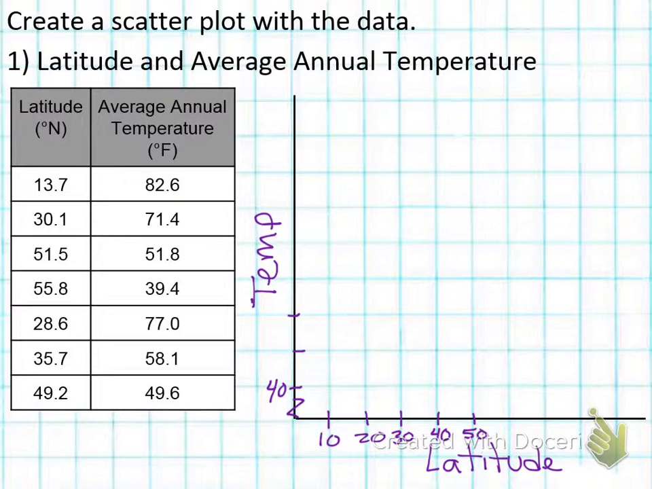So if this is 40, then I go up by 5. So I have 45, 50, 55, 60, and so on. 60, 70, and 80.